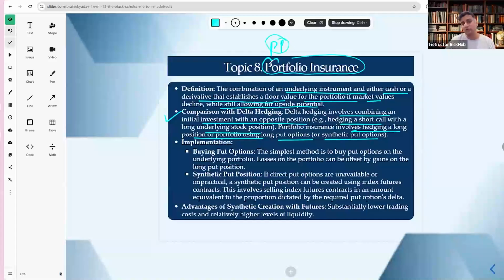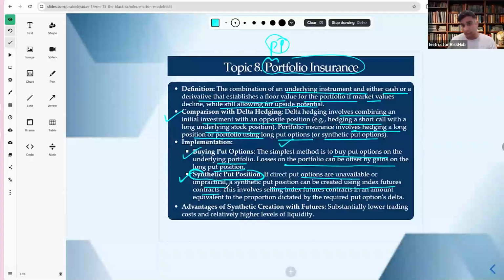This is again protective put, a long put option you are using. So buying a put option, the simplest way is to buy a put option on the underlying portfolio. Loss in the portfolio can be offset by gains on the long put option. A synthetic put option is where you create something synthetically. If direct put options are unavailable or impractical, a synthetic put option can be created using index futures contracts.